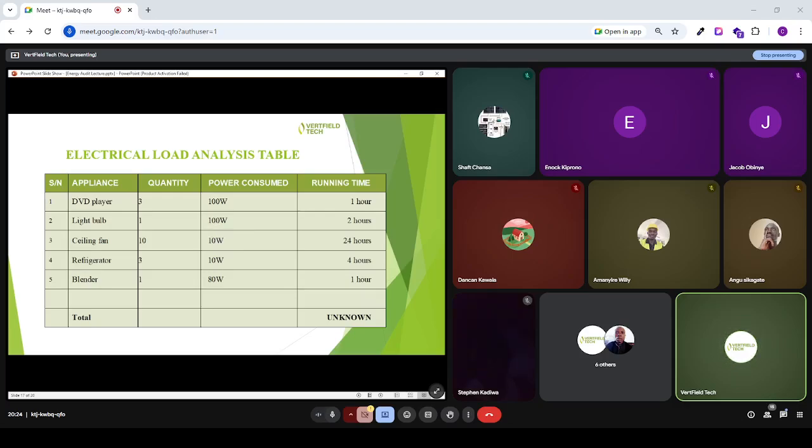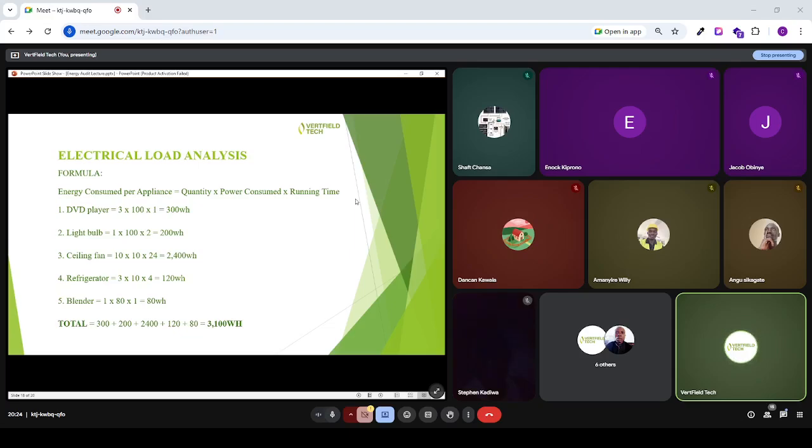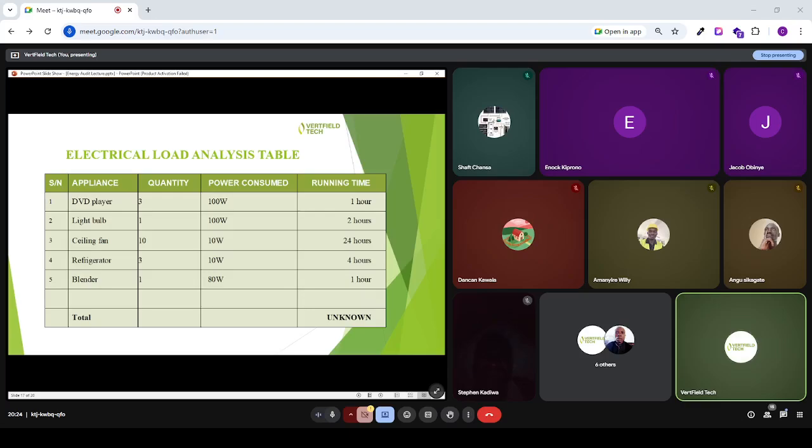So what is the energy need, or the energy consumption, of this facility? There's a formula we will use. That formula states that energy consumed per appliance is equal to quantity of appliance multiplied by the power consumed multiplied by the running time. You will use that formula to get the energy consumption of each of these appliances, sum it up, and then you have your total energy consumption, which gives you your energy need for the facility.